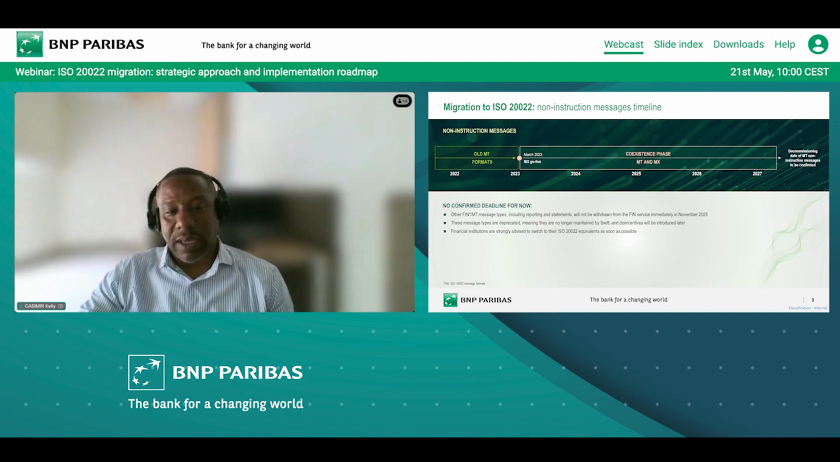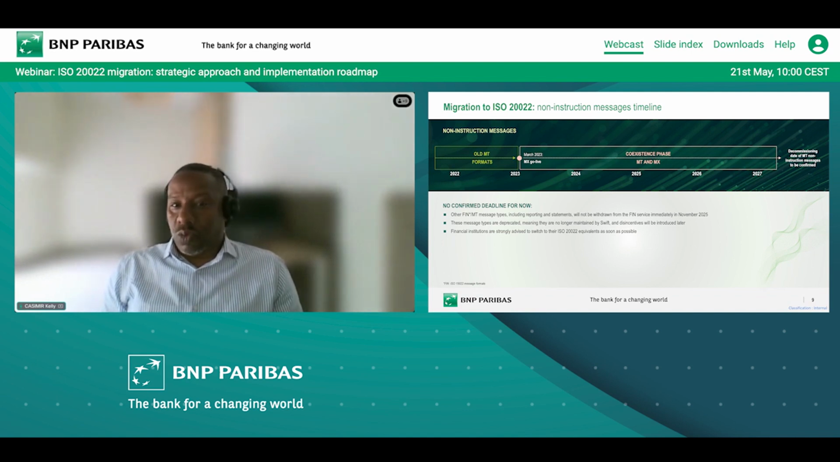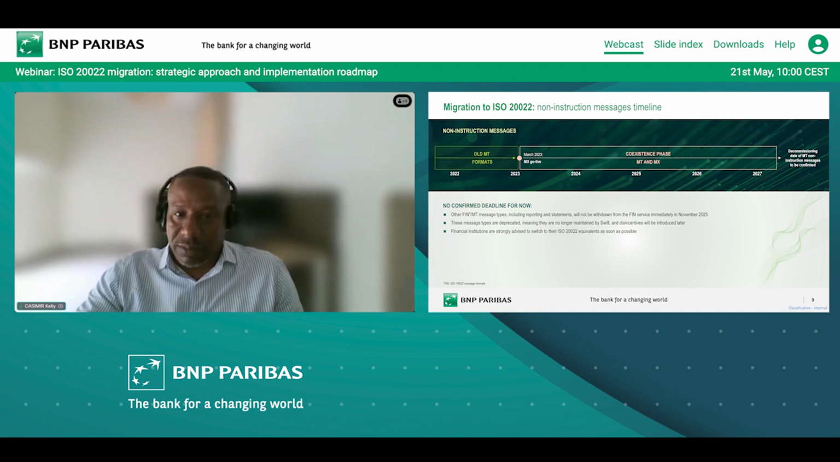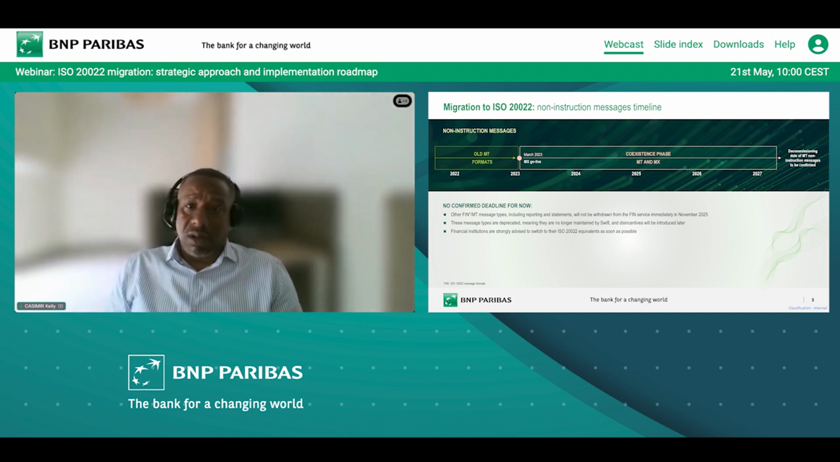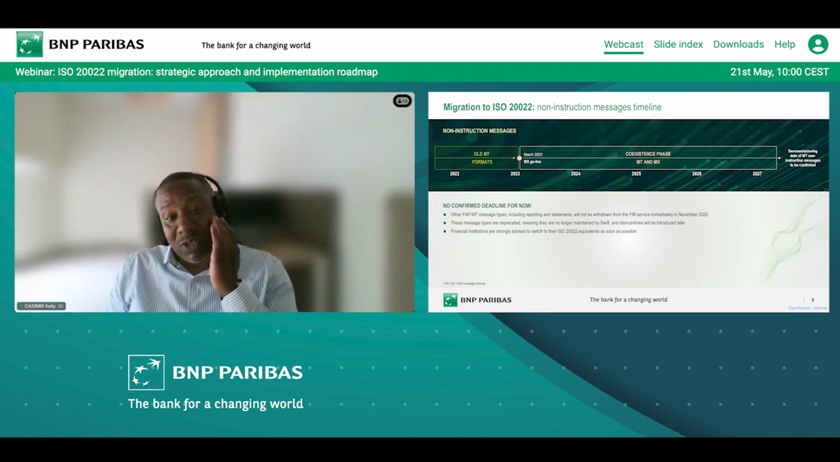So now moving to the reporting messages, non-instruction messages also. For reporting messages, the previous deadline was also November 2025. In June last year, the Swift board decided to change the timeline, and it has been decided that from November 2025, these messages become deprecated but will still be supported. Today, no end of coexistence is known for this category of messages. Nevertheless, financial institutions are strongly encouraged to adopt ISO 20022 formats in line with the industry shift and to ensure consistency and interoperability across internal and external payments.